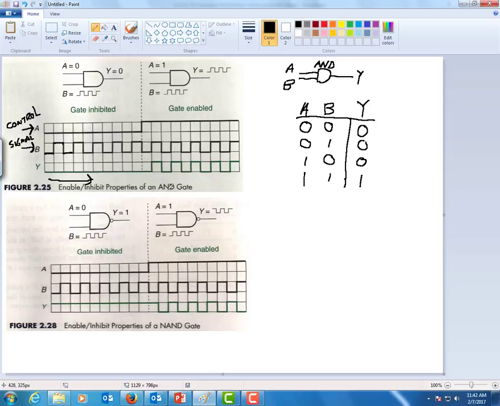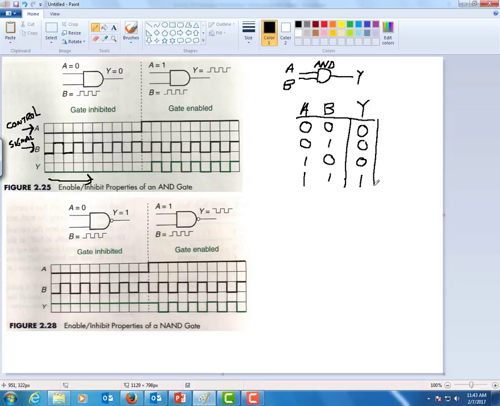Now, second point, we have a different graph over here, a different gate, don't we? So the only difference is the output is inverted, isn't it? So instead of rewriting everything, I'm just going to write this.